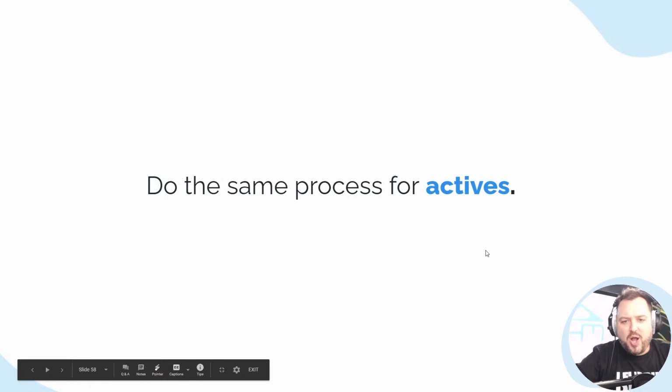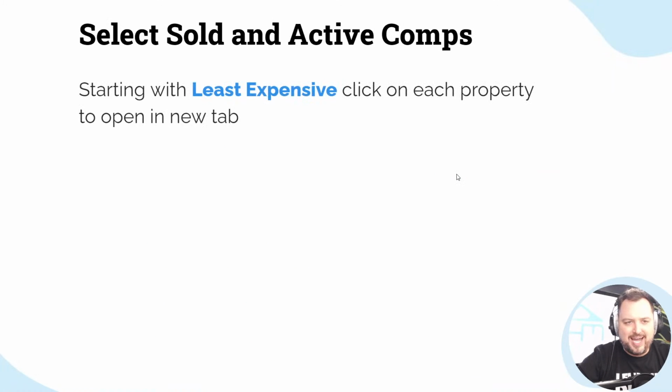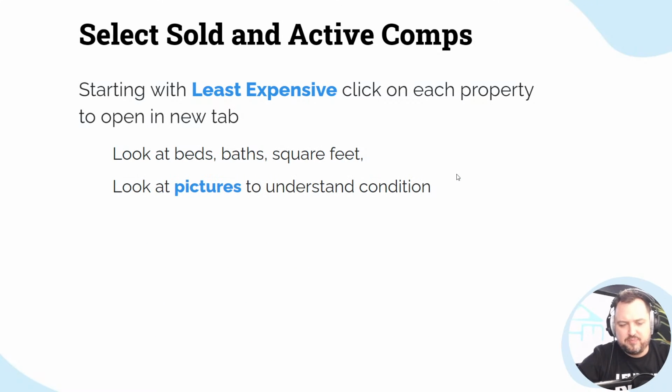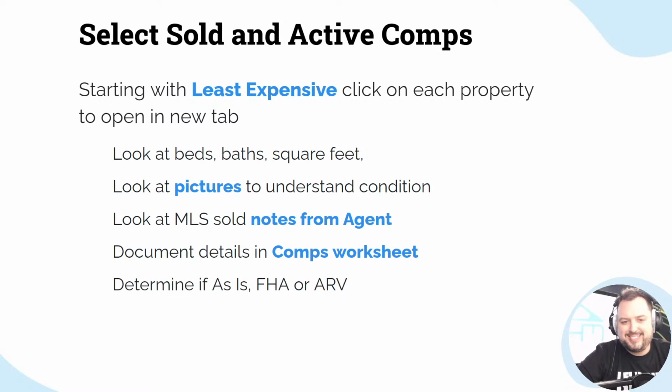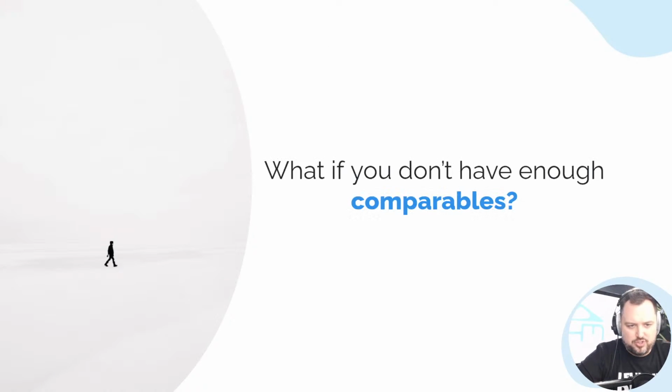Okay, do the process, the exact same thing we just did. We do that for active homes as well. And so you basically go through the entire thing, selecting actives, least expensive. Again, this is the whole process. It's just we're doing the exact same thing. We're just using it for active homes instead of for sold homes.